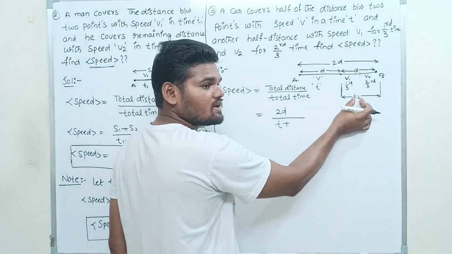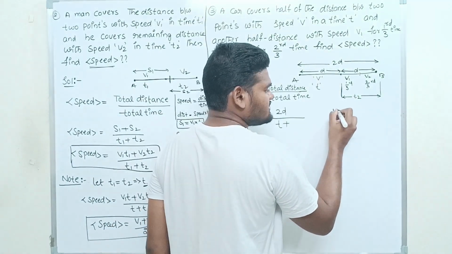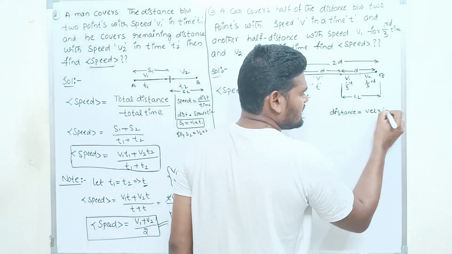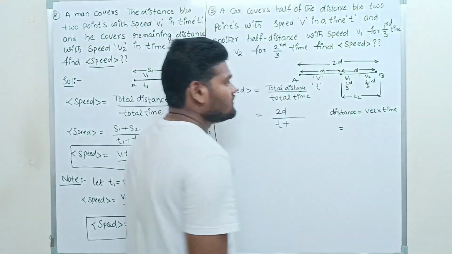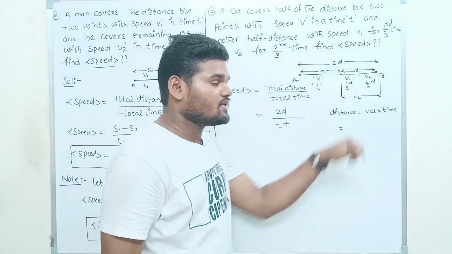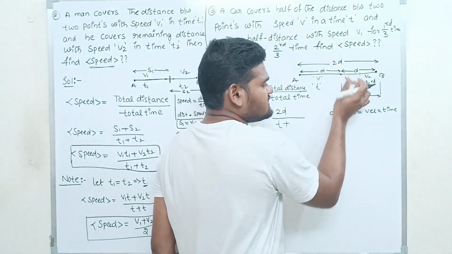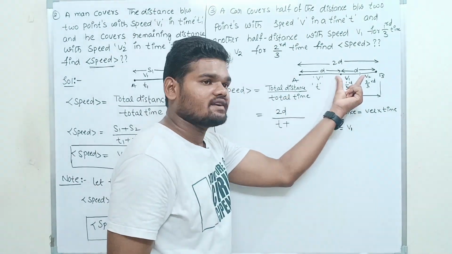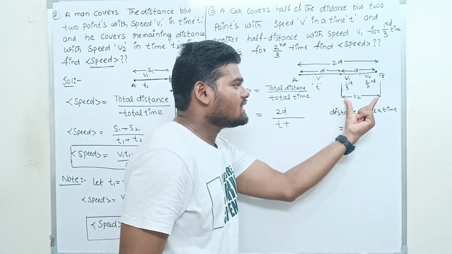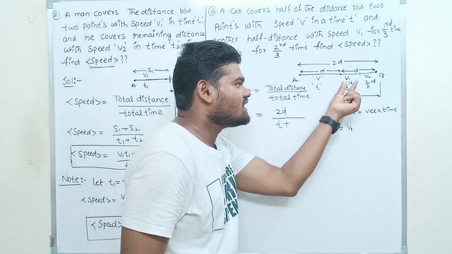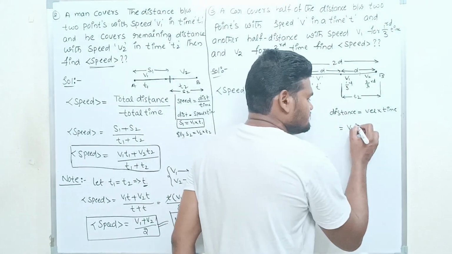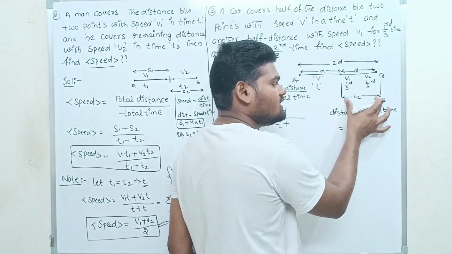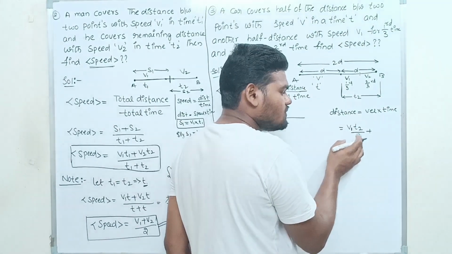This half of the distance is how much? t2. I'm just taking the distance formula. What is distance? Velocity into time. But actually in this part, this much of distance is covered with how much velocity? With v1 velocity it covers this much of part. In what time? I have taken the total time t2. This much of part is covered in t2 by third time, because I'm taking the total time as t2. That's why I got t2 by third time.